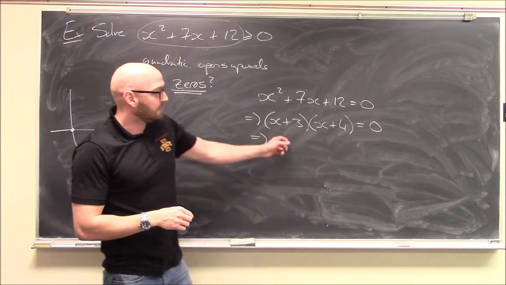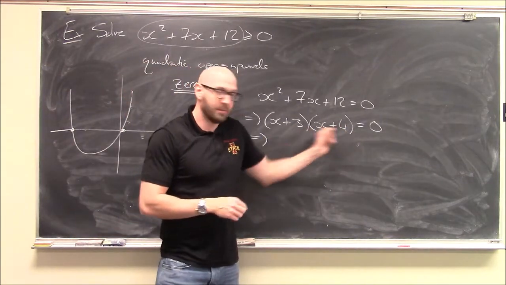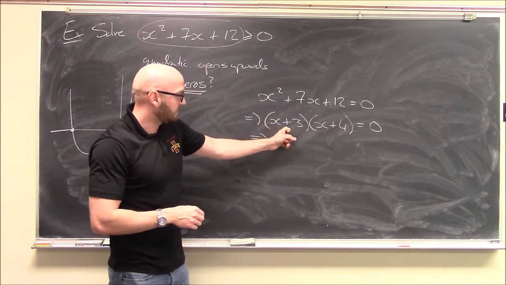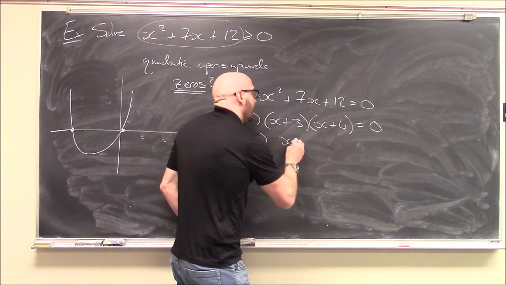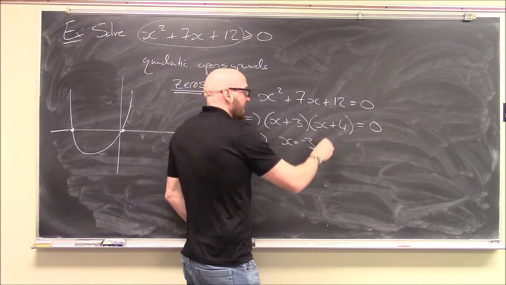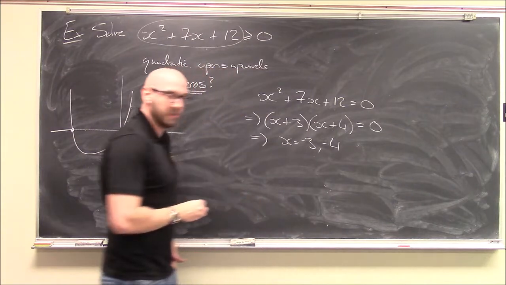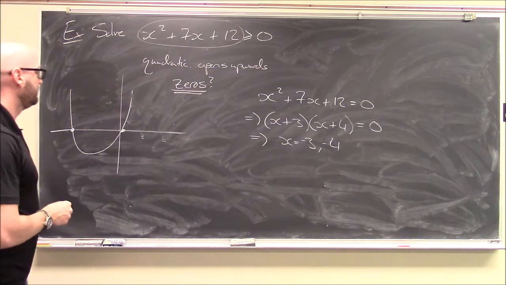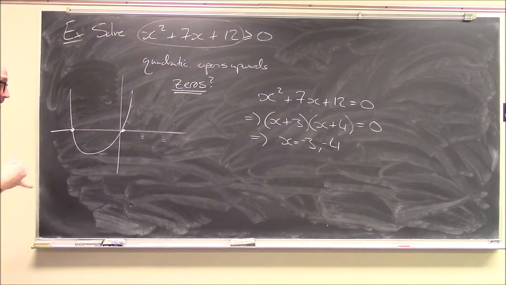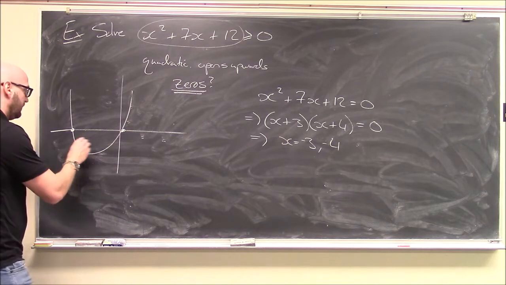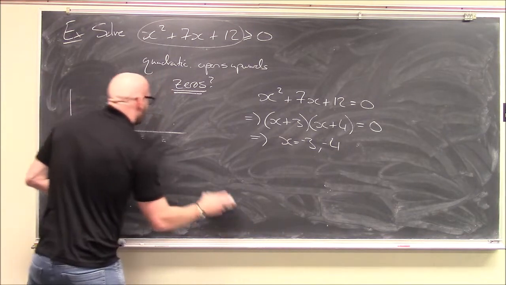So the only way two numbers can multiply to give 0 is if one of them or both are 0. So either x plus 3 is 0, which means x is minus 3, or x plus 4 is 0, so x is negative 4. So this particular parabola does indeed have two zeros. It has a zero at... my picture doesn't look quite like this, let me redraw it.